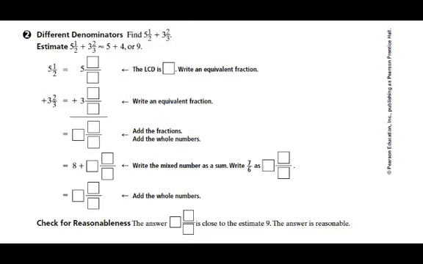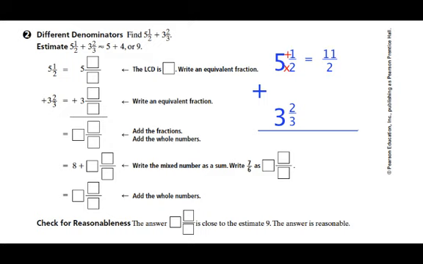Now we're going to try example number 2. This time we have different denominators. We'll start by writing the problem off to the side. 5 1/2 plus 3 2/3. Now we need to change the mixed number to an improper fraction. 2 times 5 is 10 plus 1 is 11. So we end up with 11/2.